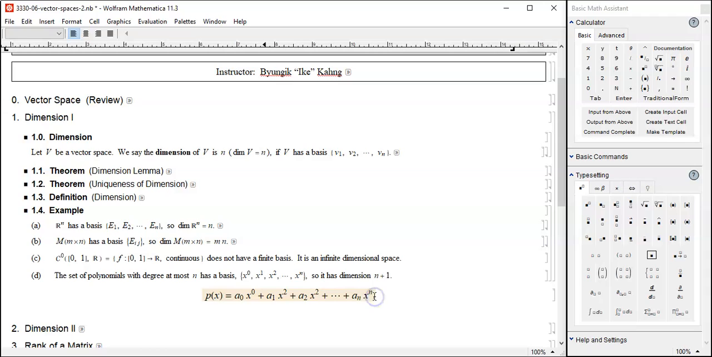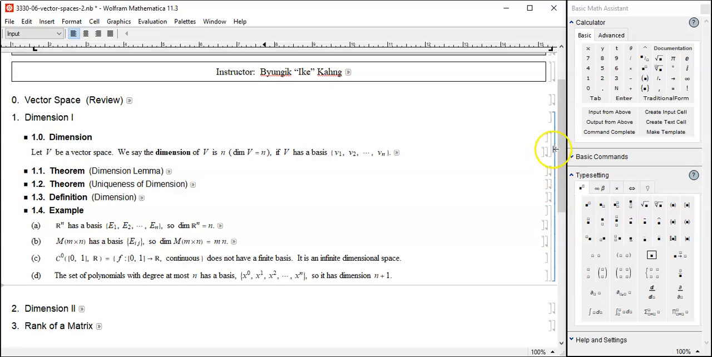Anyway, what's the dimension here? Basis: x to the 0 power, or 1, x to the first power, or just x. Excuse me, a typo. Sorry about that. Alright, now everything looks good. Anyway, x to the 0 power, x to the first power, x to the second power, all the way to x to the nth power form a basis. So this is an example of an n plus 1 dimensional vector space: the set of all polynomials with degree at most n.